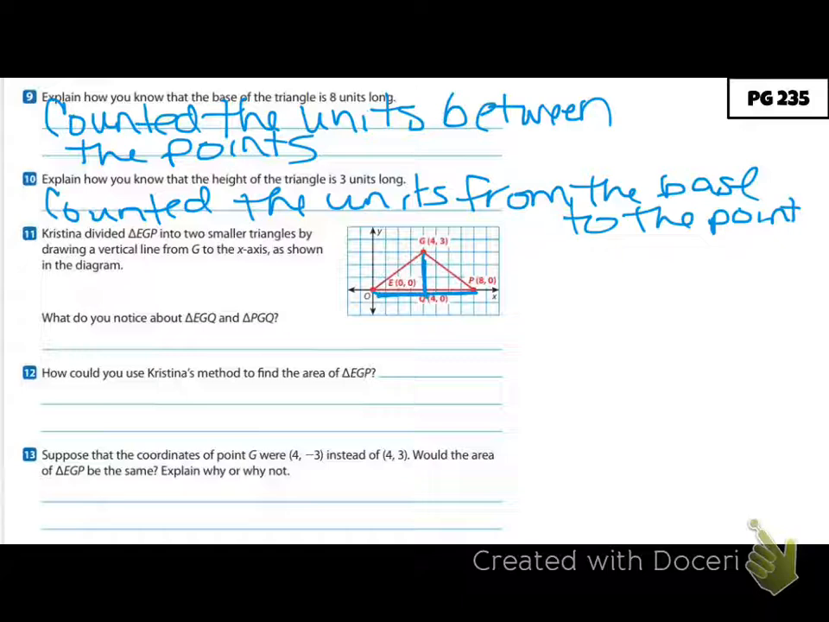So, number 11 says, Christina divided triangle EGP into 2 smaller triangles by drawing a vertical line from G to the axis as shown. What do you notice about EGQ and PGQ? So if we look at those 2 triangles that she split right here, what do we notice? Well, they are the same size and both triangles.